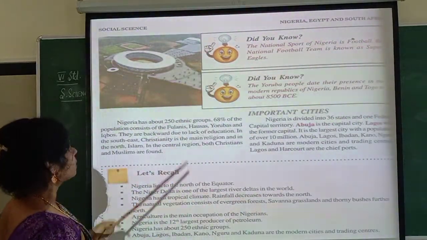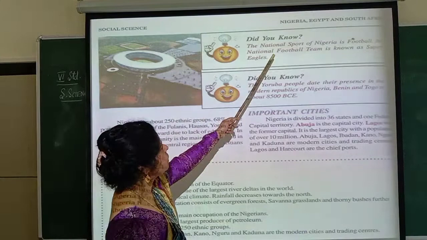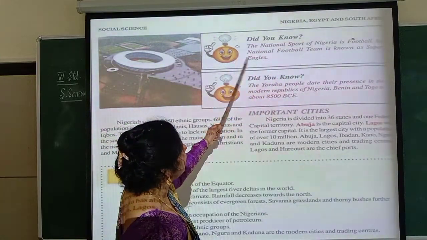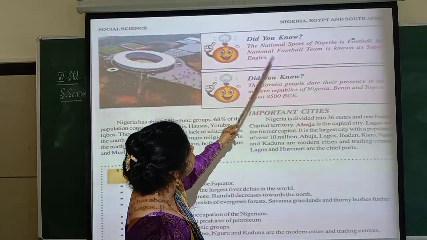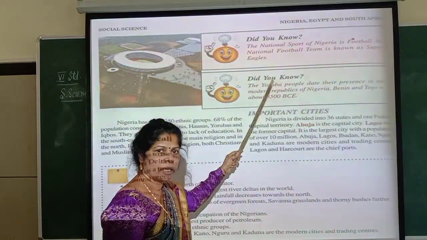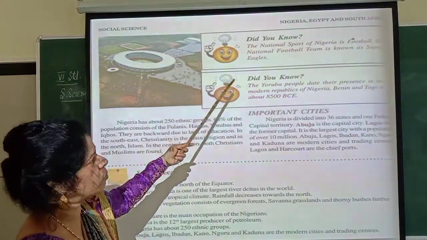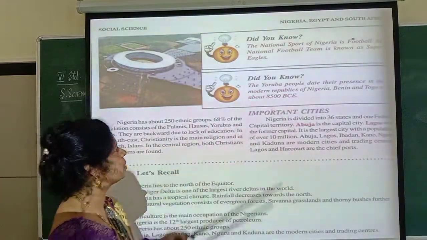Okay. Now let us see, did you know the national sport of Nigeria is football? The national football team is known as Super Eagles. So the main game there is football and they are called Super Eagles.